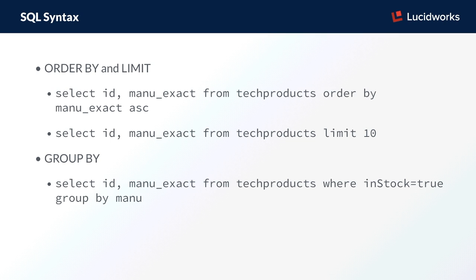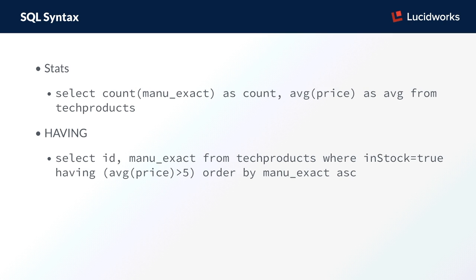Group by obviously is supported. Stats and other types of statistical aggregations are easily supported. Count, average. There's a large number of these. And having, which is a bit more of an aggregate function. So we have an example where we want to find where a particular field is true, having an average price higher than 5, ordered by the menu exact field.